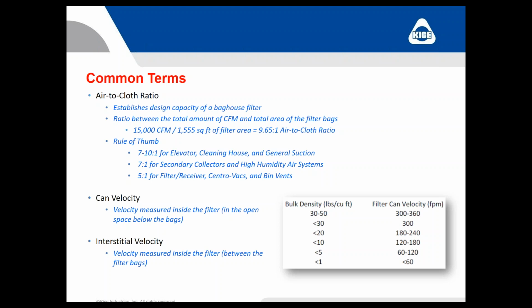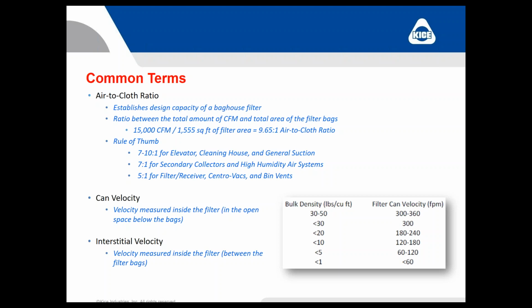Then there's can velocity, and there are two terms that kind of float around here. Can velocity is the velocity measured inside the filter in the open space below the bags. But interstitial velocity is the velocity measured between the bags. It's going to be higher because there's less area.